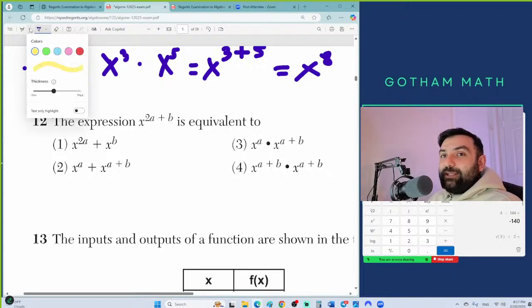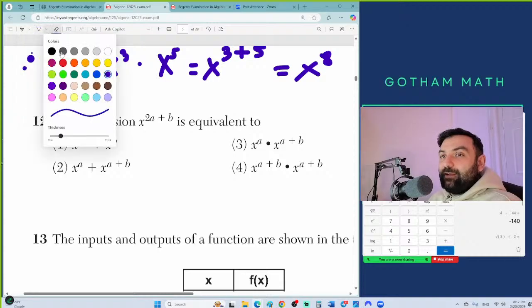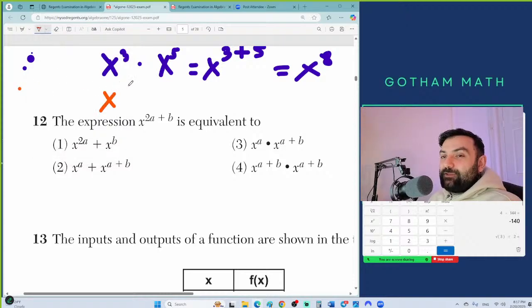But what if I would have a number and a letter for the powers? Like, let's say x to the 4th times x to the y. How would that look? I cannot add 4 and y. It's just going to look like 4 plus y. Well, this idea you have to just see over here.